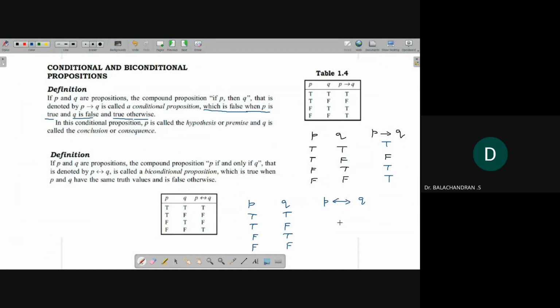So P biconditional Q, you should read as P if and only if Q. It is denoted by P biconditional Q and is called a biconditional proposition, which is true when both P and Q have the same truth values. Where they have the same truth value, it is T. Here both of them are different, here both are different, here both are same, so here also T. It is false for the remaining cases.